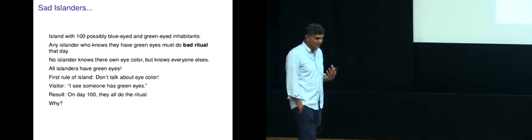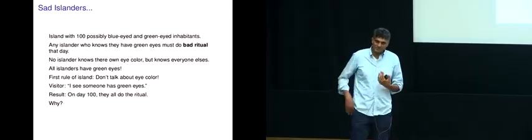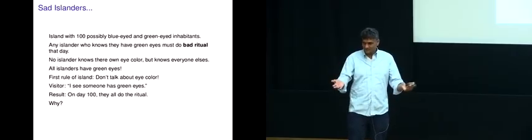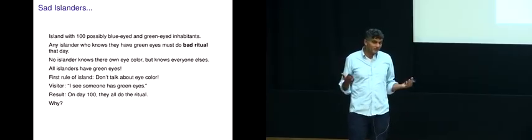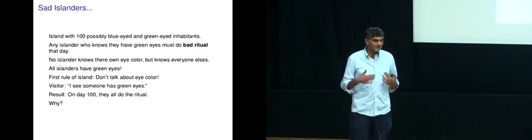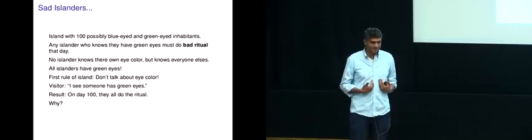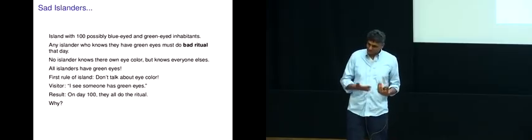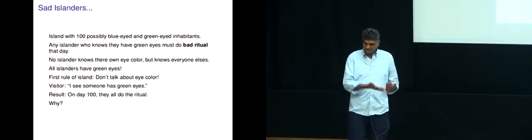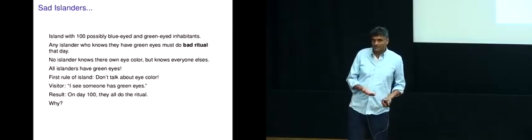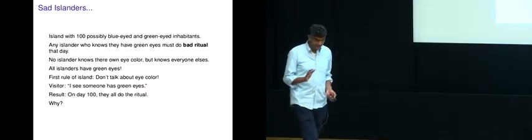what are they trying to do? They're trying to figure out whether they have green eyes. Everybody doesn't see themselves, right? They only see other people. But somehow they all know on day 100 that they have green eyes. Every one of them knows themselves that they have green eyes. Okay? That's what has to have happened. Otherwise they wouldn't have done the ritual. Okay? Does that make sense? All right.